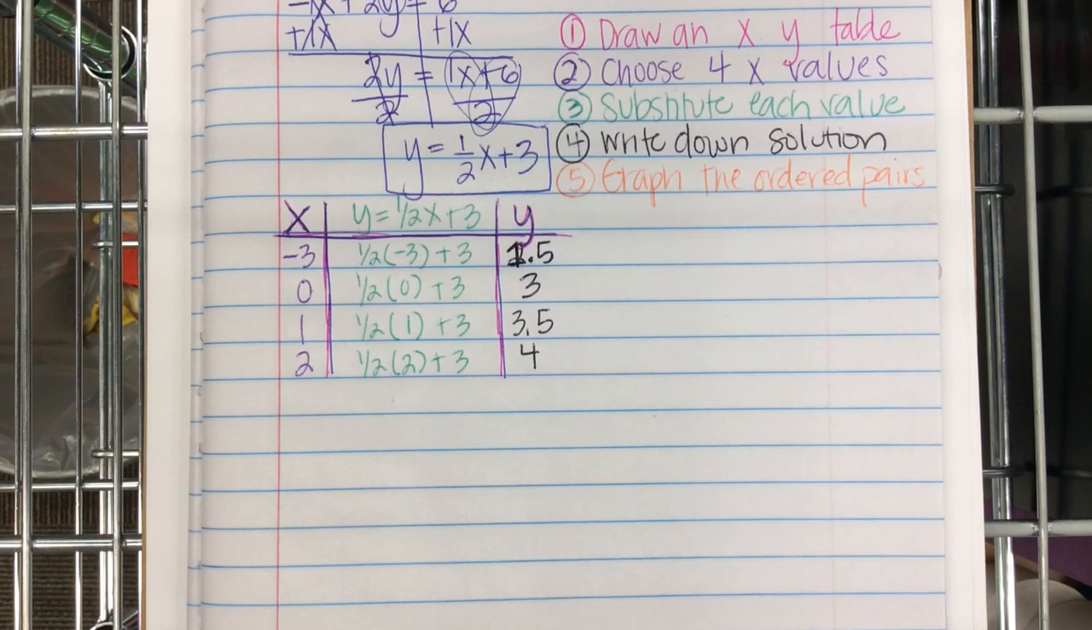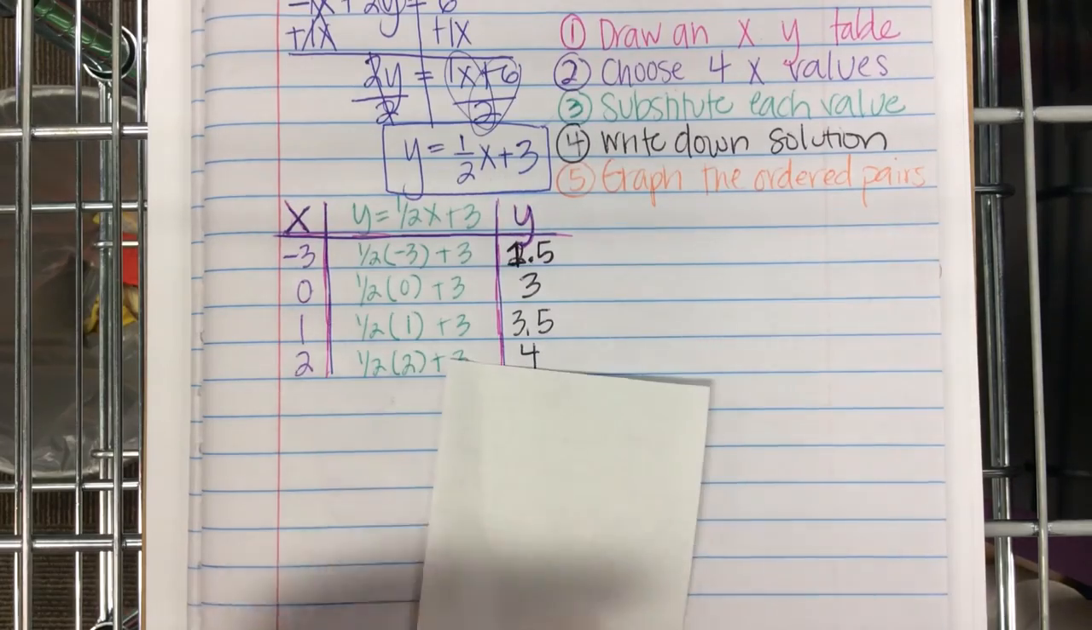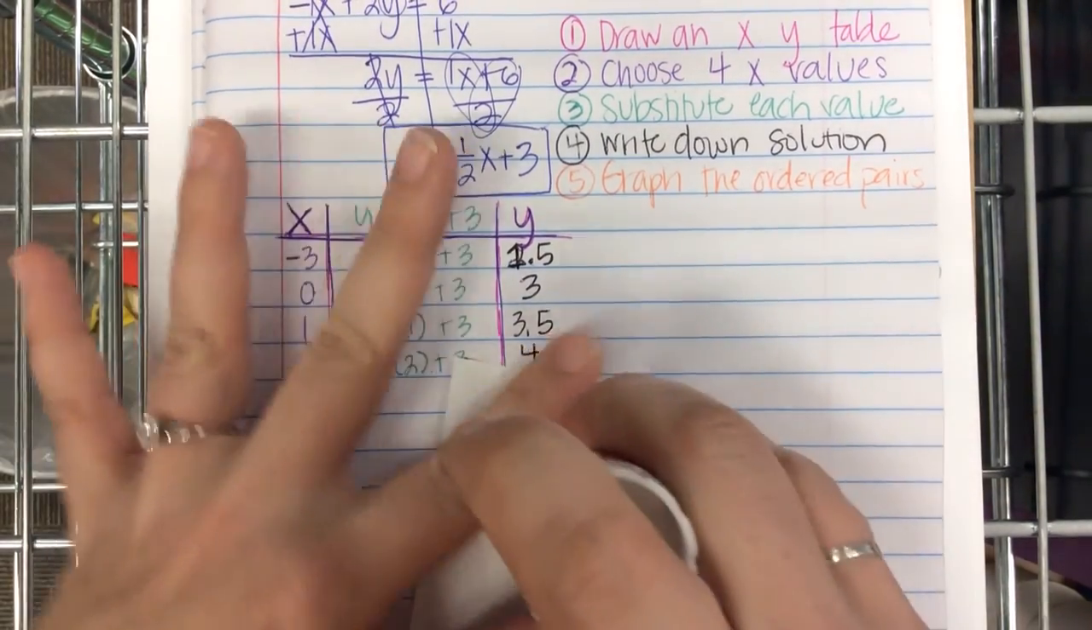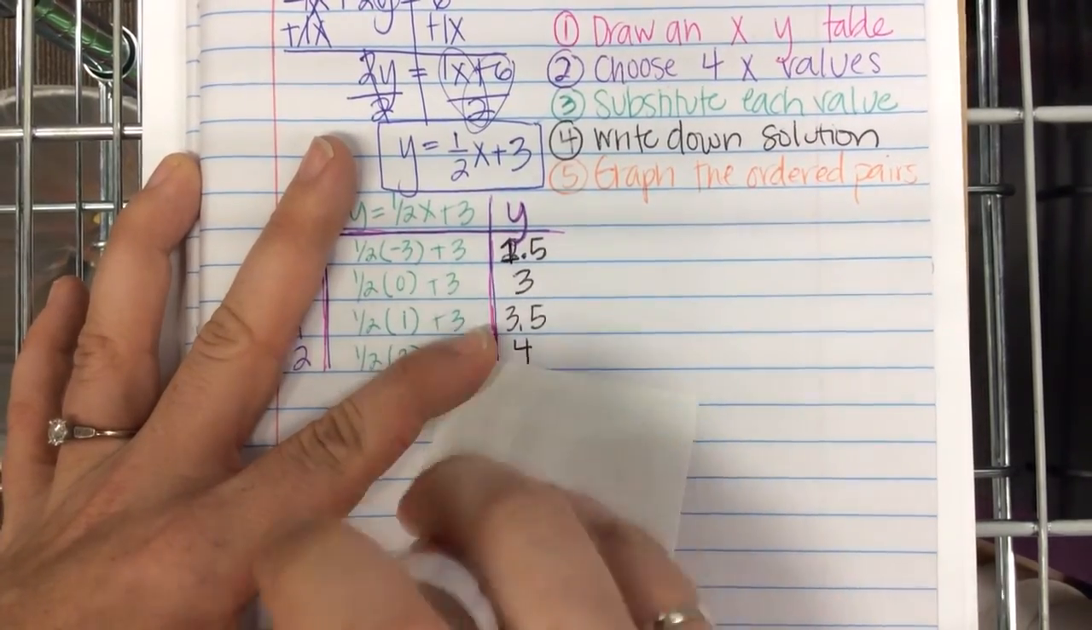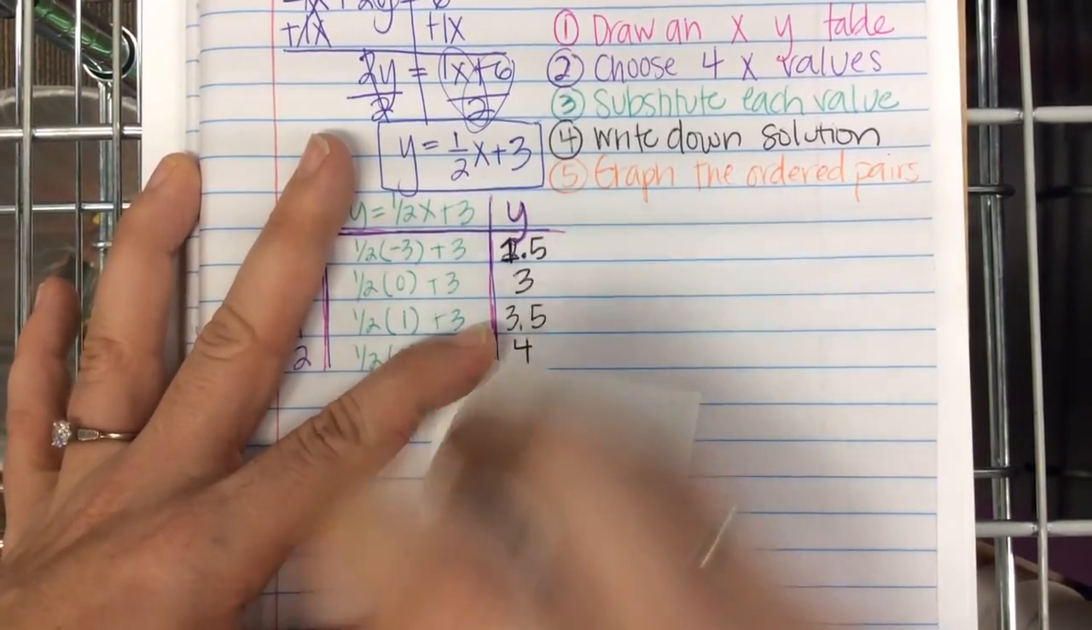Now you're going to take your graph and your glue stick. I have kindly given you 50% of the graph on your homework.